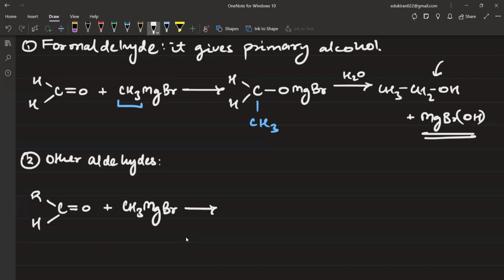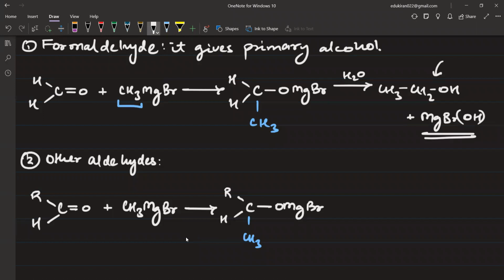Those bonds remain as they are. It doesn't matter what you have on the carbonyl carbon, they will remain as they are. So this carbon will have this R group as it is, this hydrogen as it is. This OMgBr will be added, and then the carbon is going to get a CH3 group here. If there was CH3CH2, it would have got CH3CH2. If it had a benzene ring attached to MgBr, it would get a benzene ring. Whatever is attached on the Grignard reagent, the hydrocarbon part is getting attached on the carbon atom.